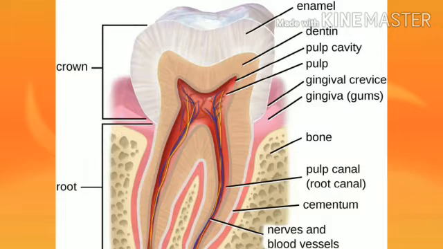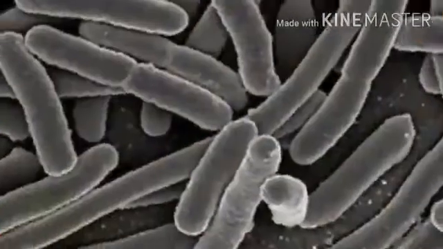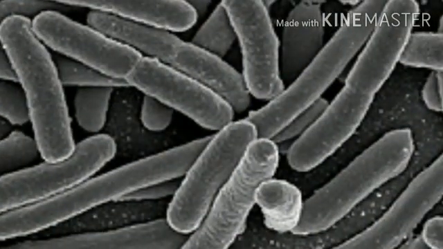And also we have discussed the structure of the tooth and the precautions we take for our teeth. And also we have discussed microorganisms. So what is a microorganism? It is a single cell organism. We can't see it with our naked eyes. We can only see it under the microscope. So today we will discuss digestion in human beings.